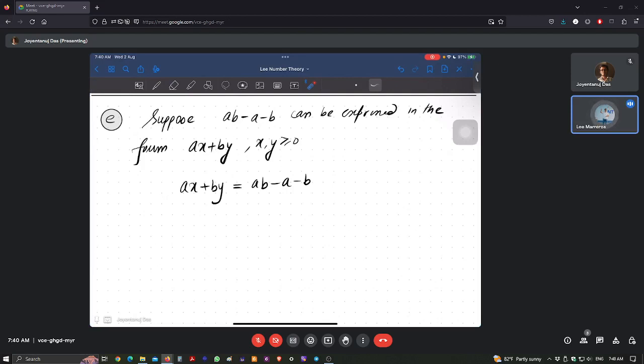But AB minus A minus B, it gives us... So you are saying that it's possible to be expressed in that form? Yes, we are approaching by contradiction. We're assuming the opposite, and we will show that there is some contradiction. So from here, can you get something? Okay, I see. So we are assuming that it is possible.